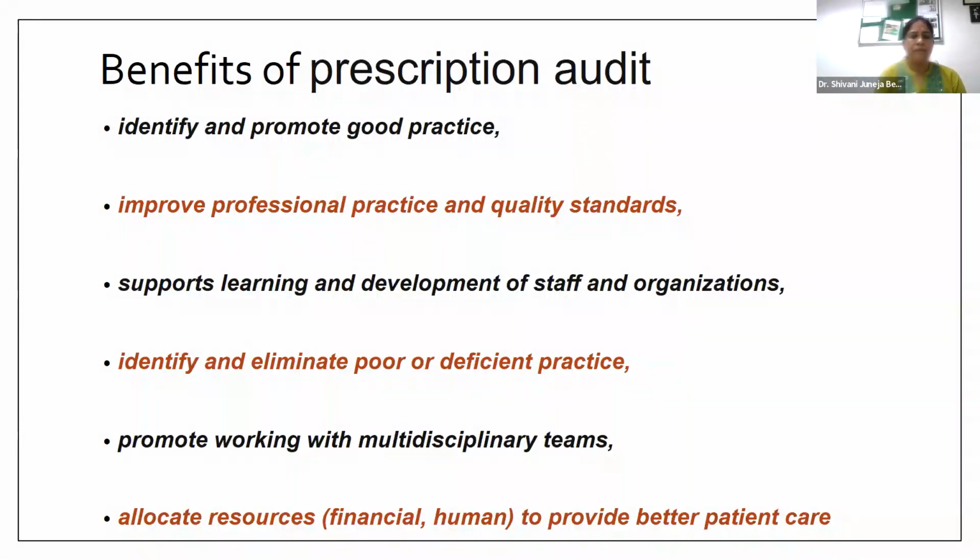Then to allocate resources, financial or human, to provide better patient care. We need to find out, to have better prescriptions which can aid better patient outcomes, what is needed with respect to whatever institutional help is required. I think it depends upon the individual hospital and the availability of facilities there.